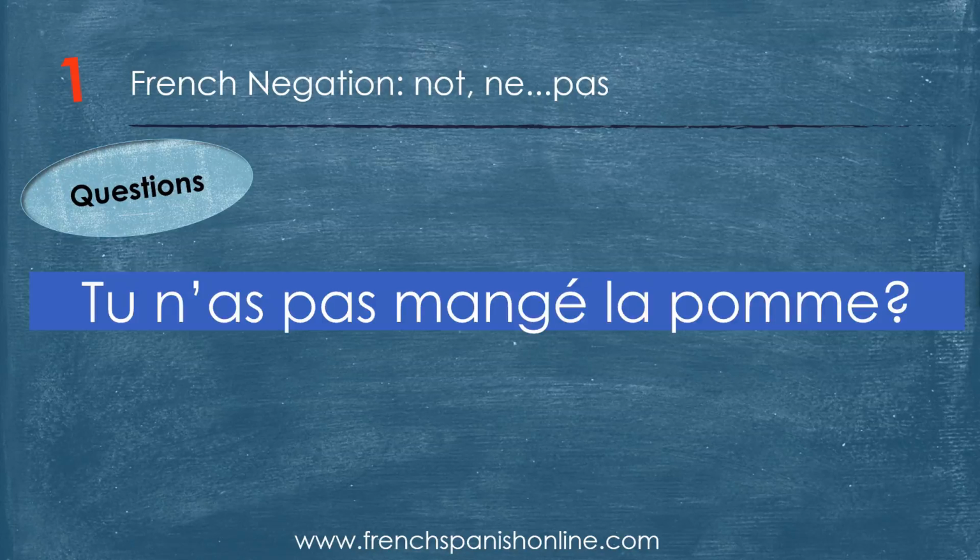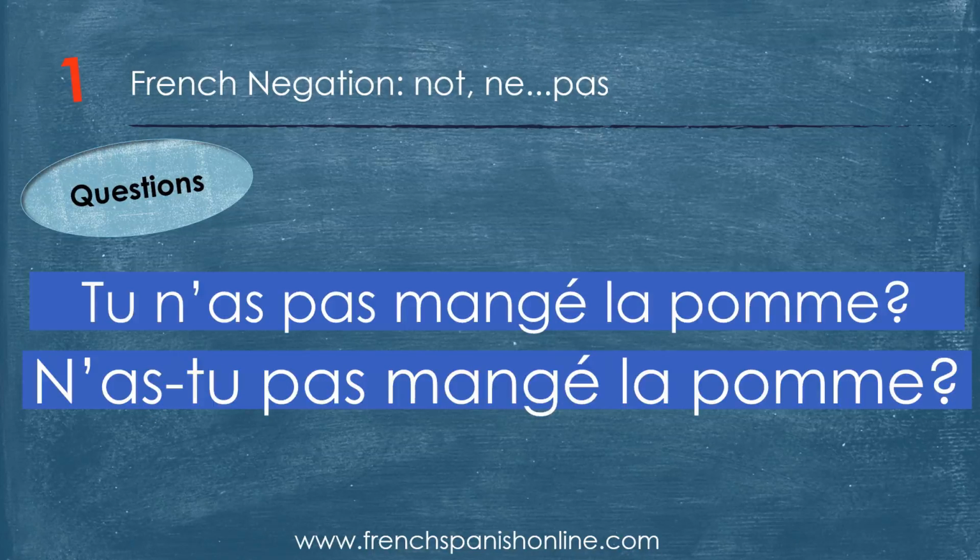Tu n'as pas mangé la pomme? So here it's the past. Tu n'as pas mangé la pomme? N'as-tu pas mangé la pomme? Again, it's a negative inversion. We've got ne at the beginning, an apostrophe because of the vowel. And we've got pas after the subject, tu. N'as-tu pas mangé la pomme? And of course, it works for all subjects.